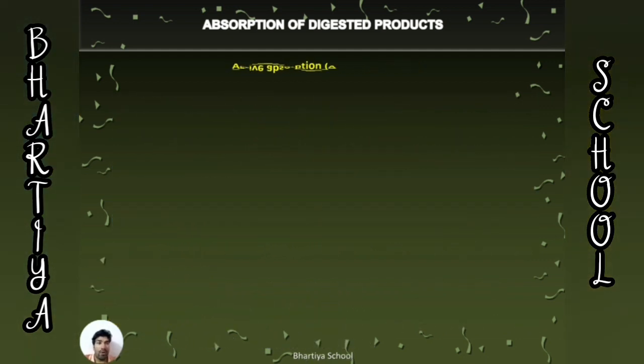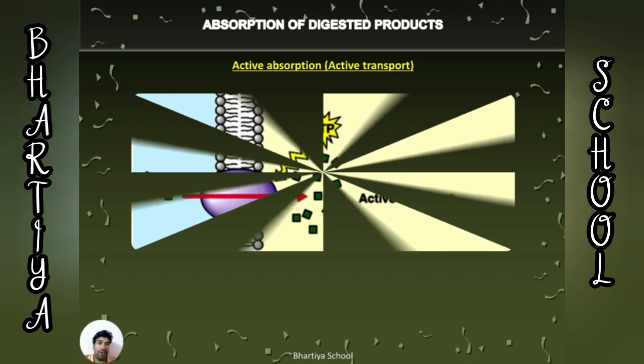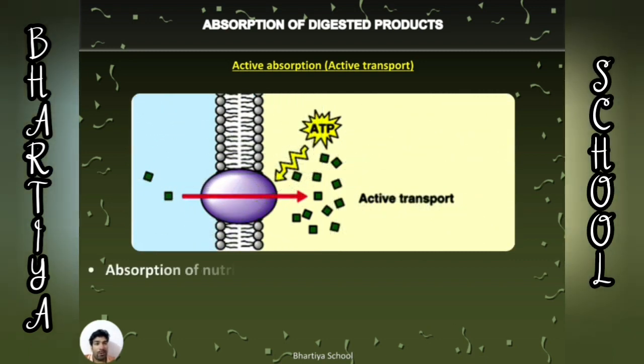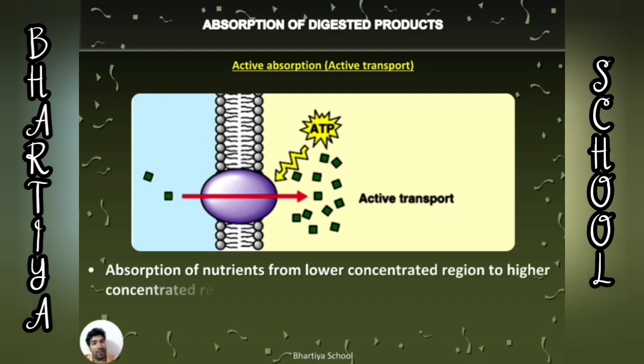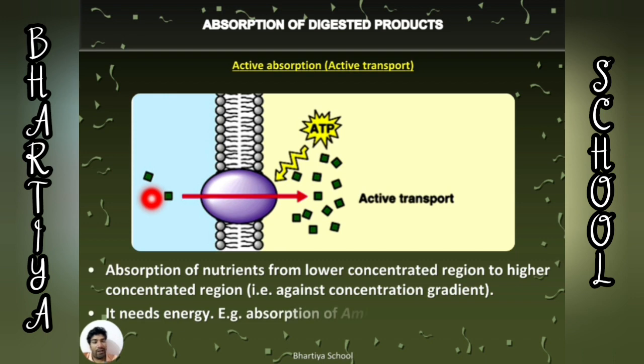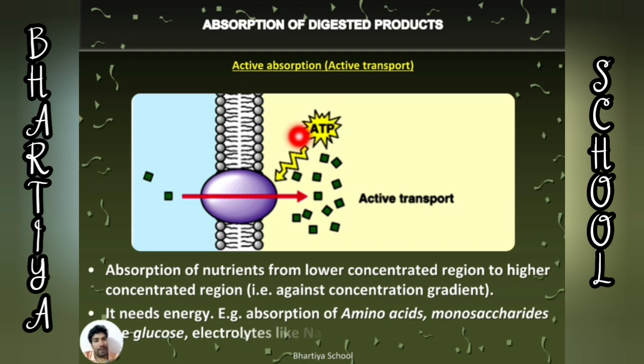Next, we will discuss active transport. So what is active transport? It is the transport of substances against their concentration gradient with the help of energy. Here we clearly see that the concentration of the substance is low here and high there, but with the expenditure of energy the substance has been moved against its concentration gradient. This transport is called active transport, or we can say active absorption.